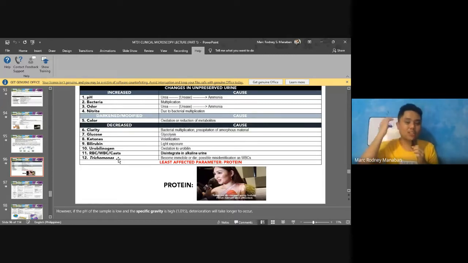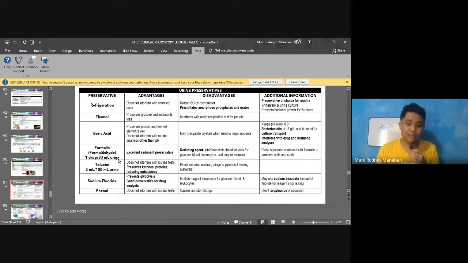Now, if there are delays in processing, especially if it takes very long: if it is quick, dears, if it is not more than 2 hours, you can just refrigerate. But if it is more than 2 hours, especially if the specimen is being transported, then you have to add preservatives. So let us summarize. It stays stable at that level. Refrigeration is the most common, of course. The disadvantage is that it may precipitate amorphous phosphates and urates.